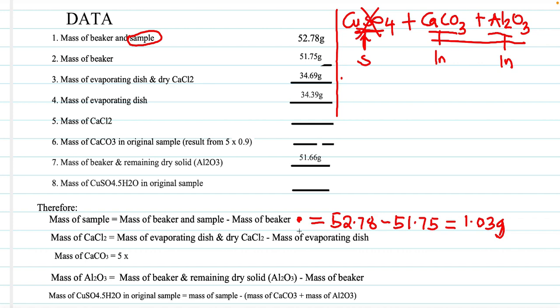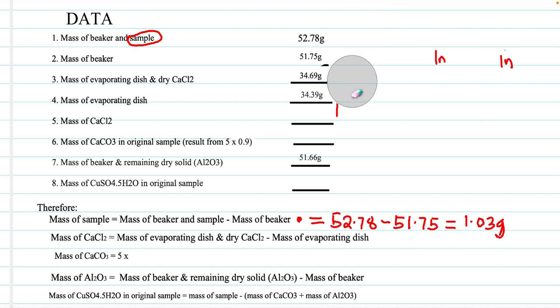But I wouldn't want to be going into the practicals proper. All I just want to do is to carry out the calculations. All right, so we've actually gotten the mass of the sample, which is 52.78, the mass of the beaker plus the sample, minus 51.75. Remember, this sample is the mixture of aluminum oxide, calcium carbonate, and copper sulfate.